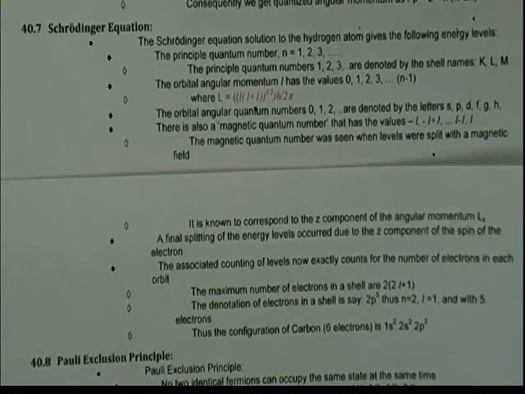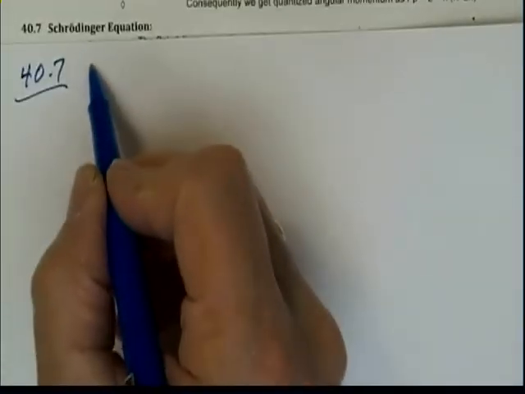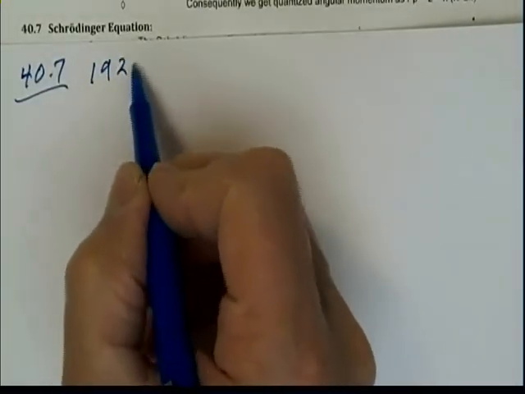In this next section, we're going to talk about the Schrödinger equation just a little bit, but mainly look at the consequences of it. This section is 40.7. One can say, as they did at that time, the year was 1925, and the question was this.